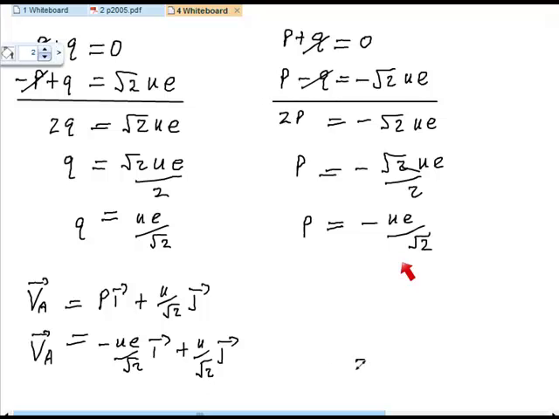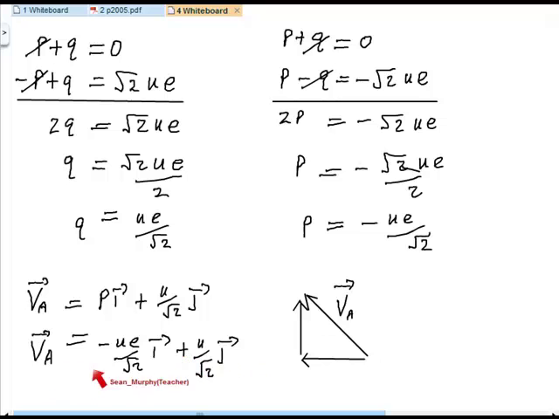Now I have to draw a rough diagram to just see what this might look like, and we can see that it's minus in the I direction, so it's going to look like this. It's a minus component in the I direction and the plus component in the J direction. So these are the components, so the velocity will look something like this. This will be VA. So here's the velocity, magnitude and direction. We're looking for speed, however, which is magnitude only.